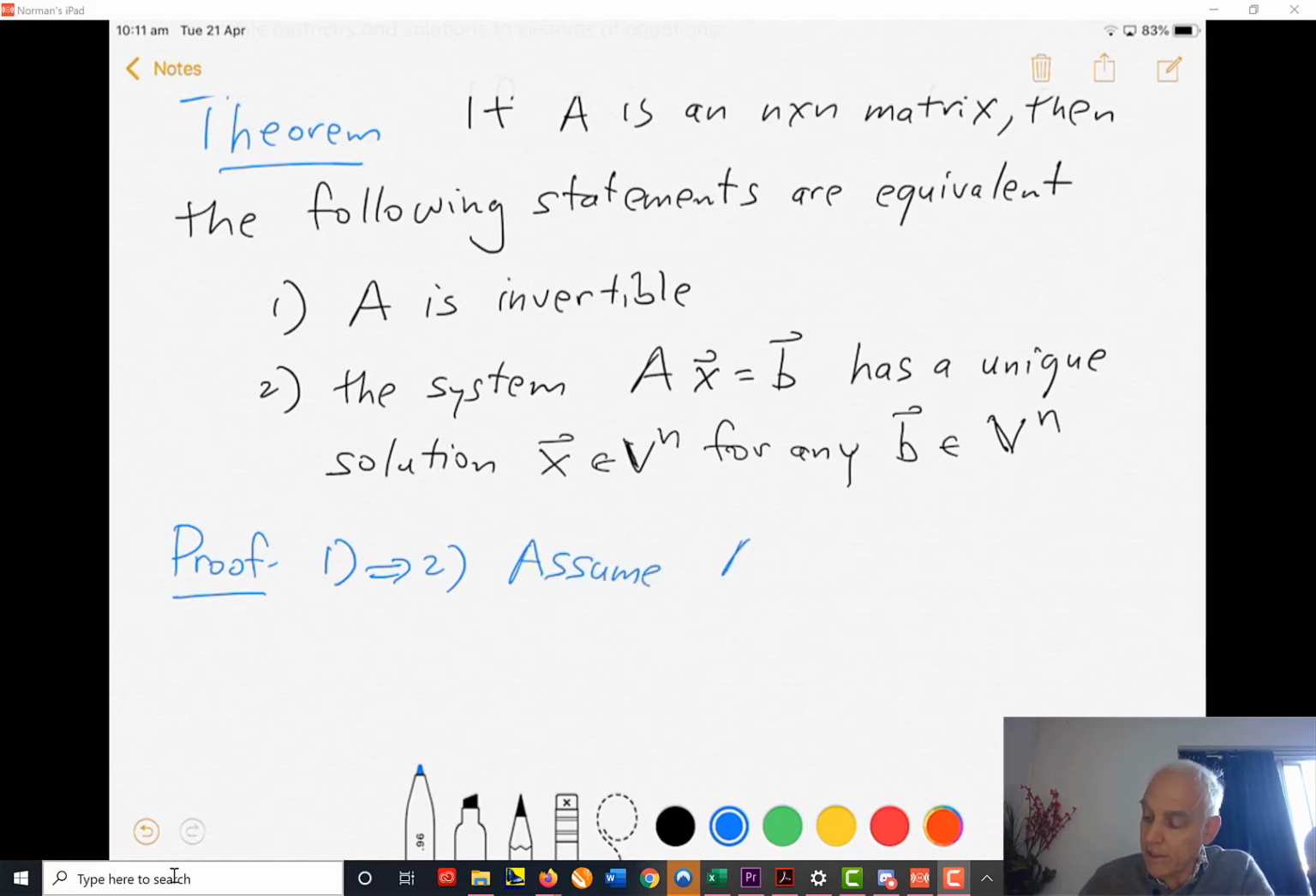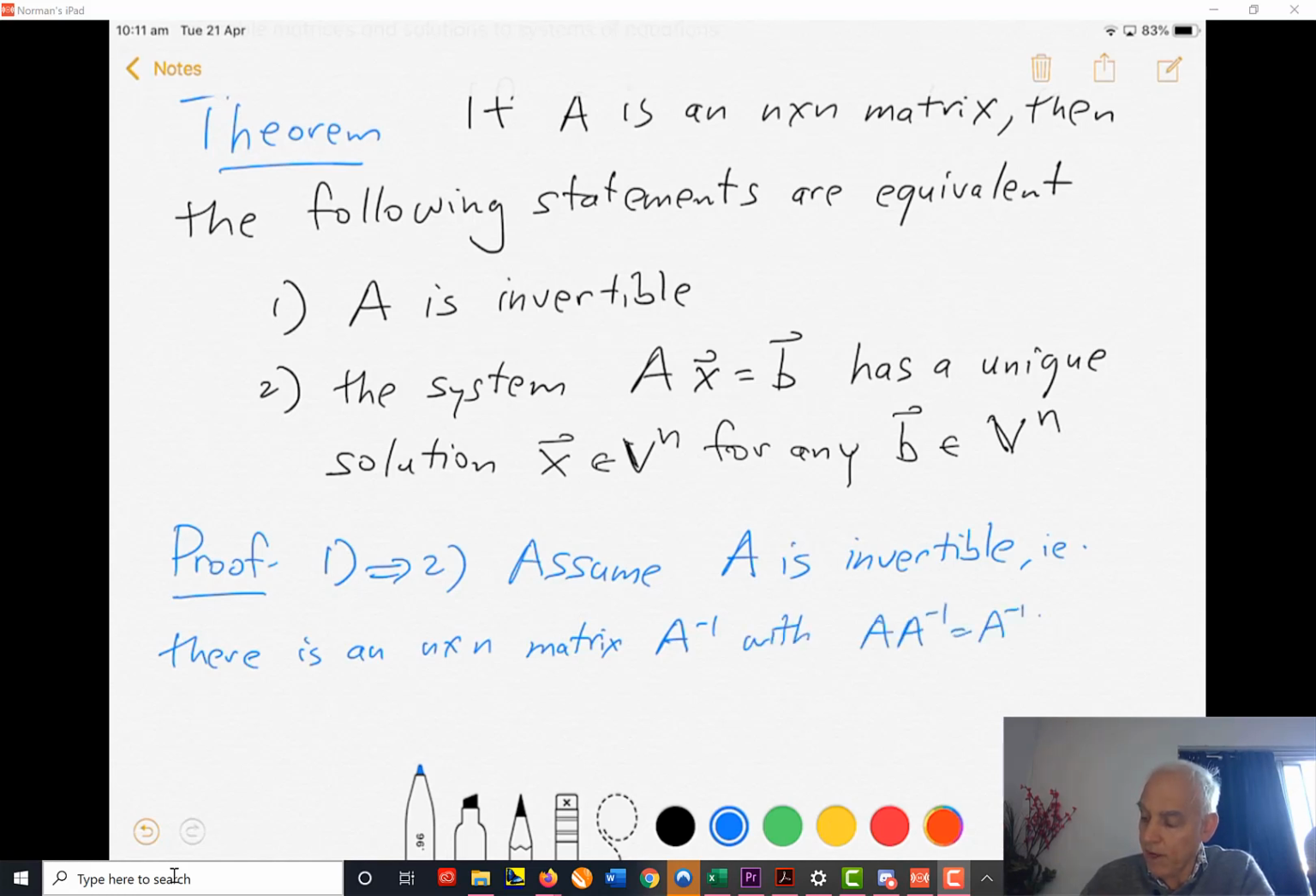A is invertible. What does that mean? That means, i.e., that there is an n by n matrix, we'll just call it A inverse, which has the property that A times A inverse equals A inverse times A equals the n by n identity matrix.